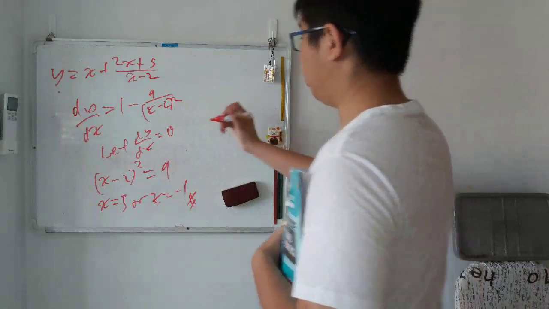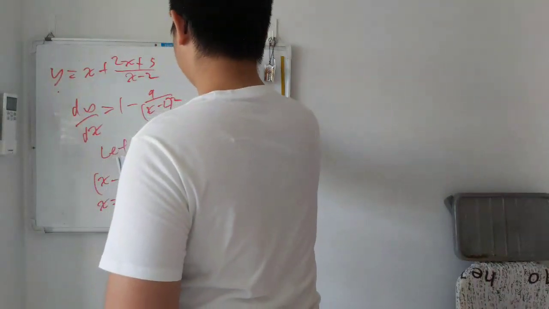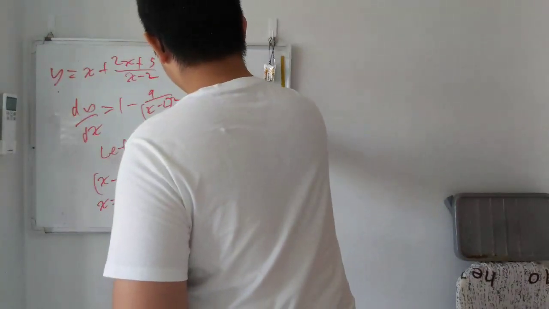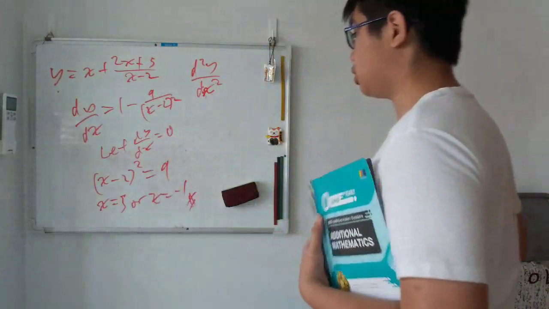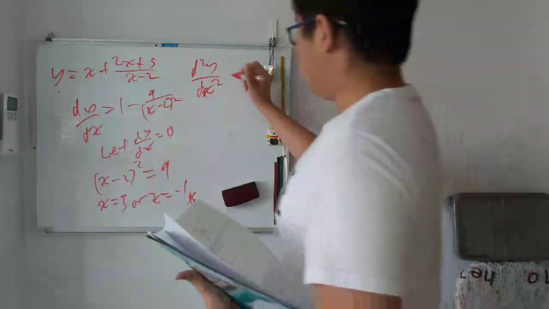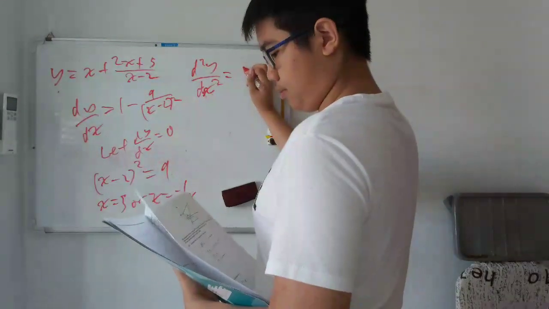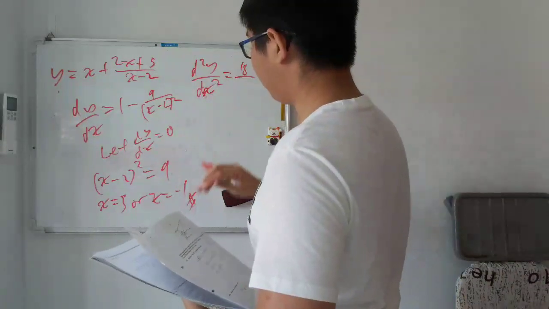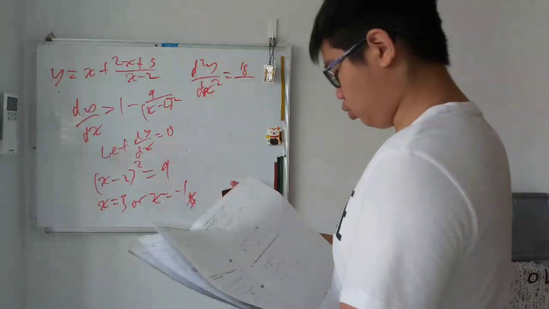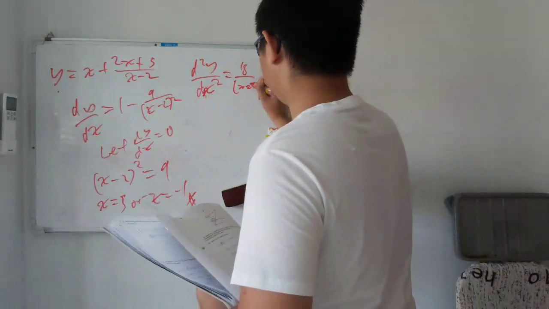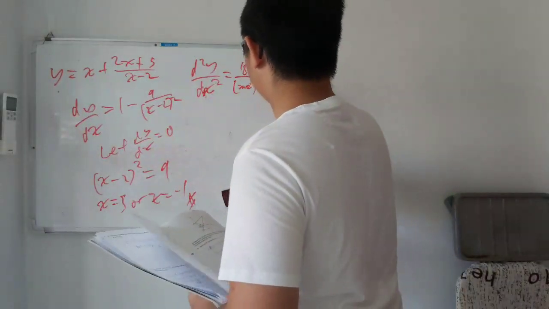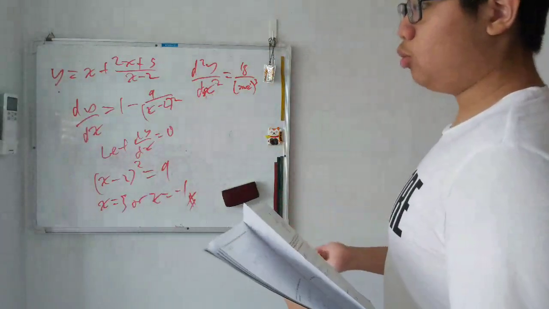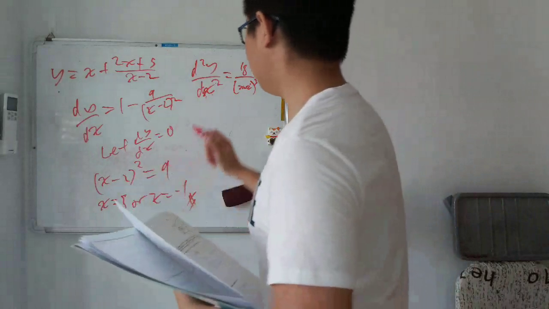I will use this side of the board. This is where our d²y/dx² comes in. We know that d²y/dx² is equal to 18 over (x − 2) all raised to 3, right? Now we will substitute our values of x. So sub x equals 5.